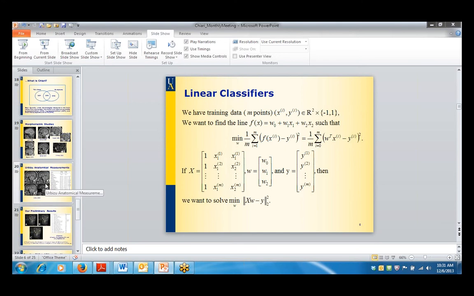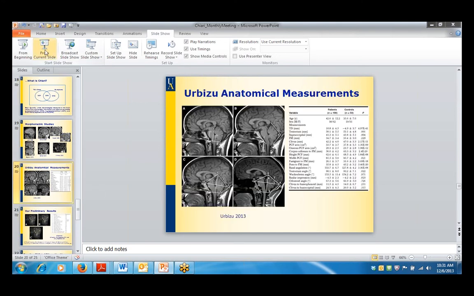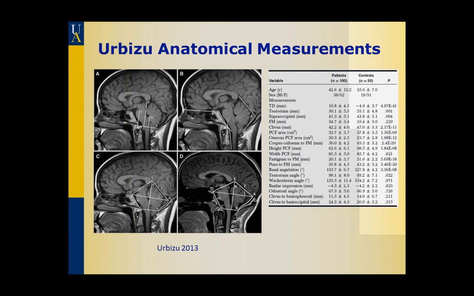But now we do have all of the data from the Urbizu study. They actually gave us all of their 19 measurements in 100 Chiari patients that are symptomatic, 50 that are asymptomatic, and 50 controls. So we're going to test the same algorithm on them. And I'm wondering, Malena, did you get a chance to process any of that yet?